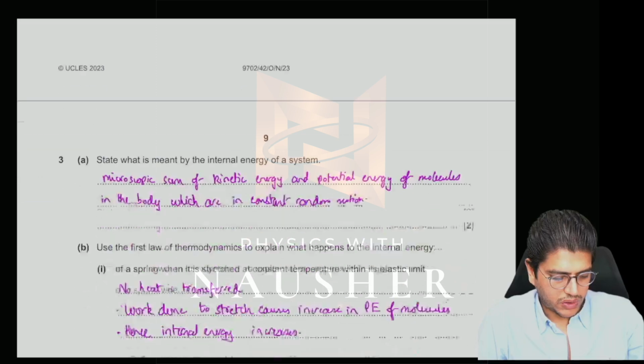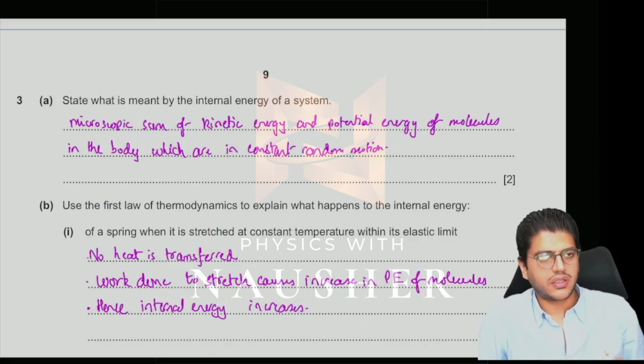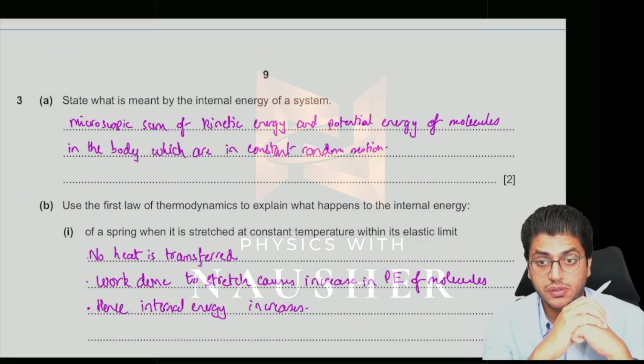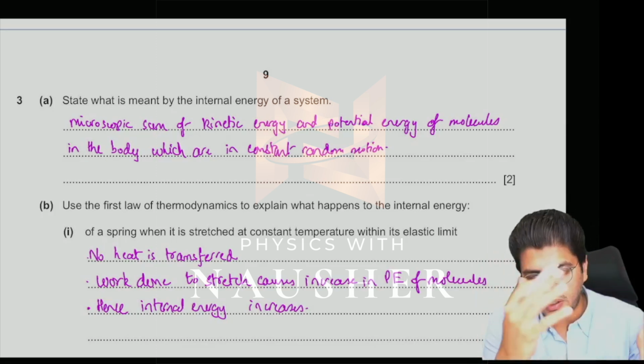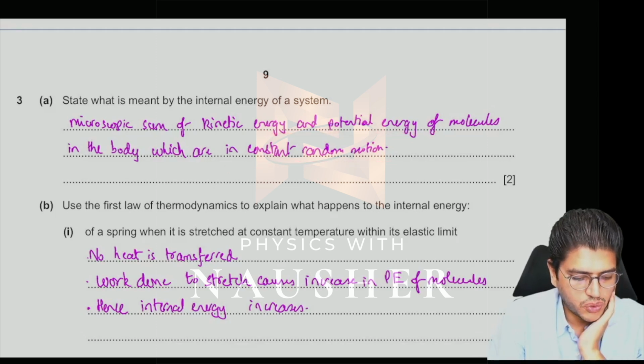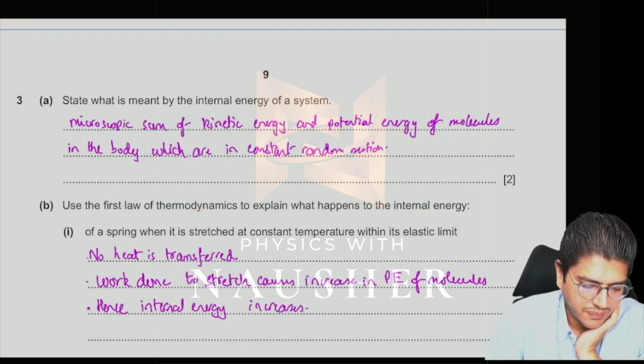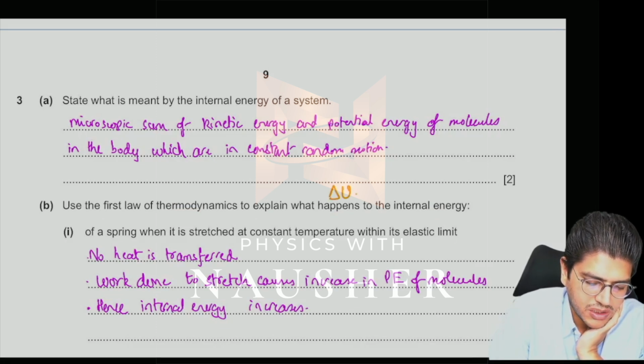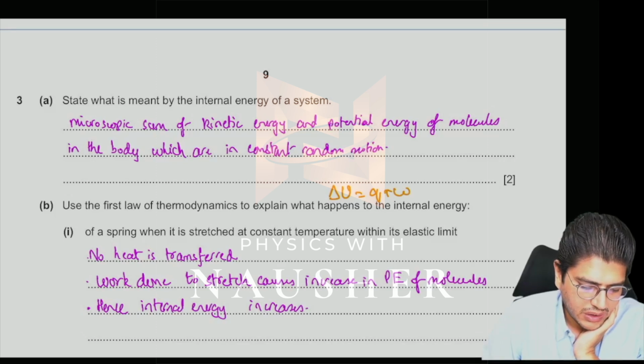Now, question number 3. What is meant by the internal energy of a system? Internal energy of a system is, again it's a definition, the microscopic sum of kinetic energy and potential energy of the molecules in the body which are in constant random motion. Remember this. Use the first law of thermodynamics to explain what happens to the internal energy. So ΔU must be equal to Q plus W. That is the first law. You have to explain what happens to this.